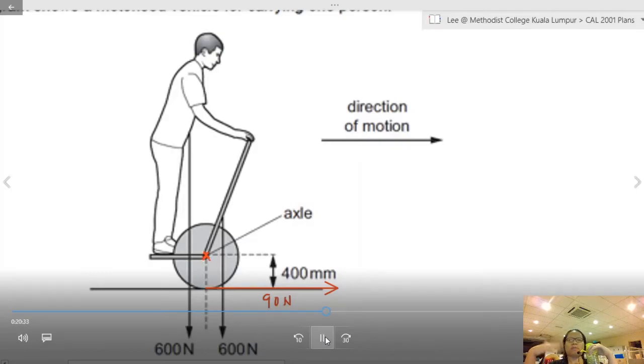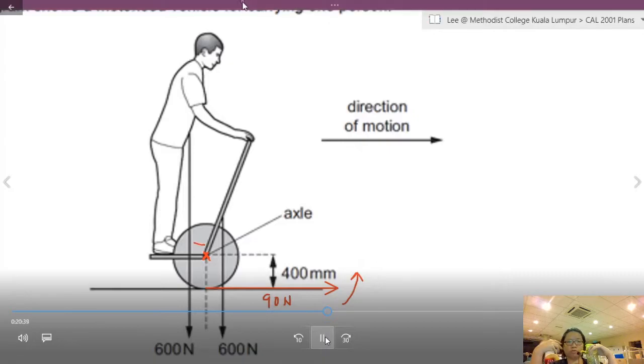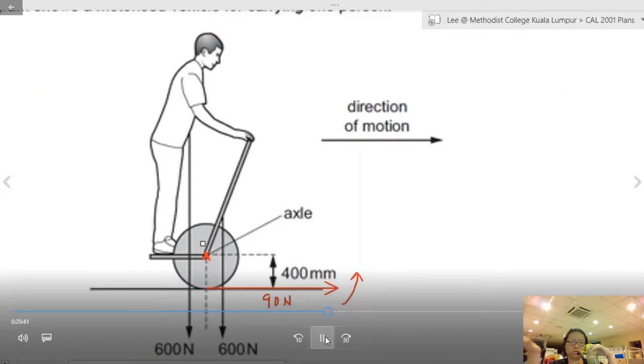You push the treadmill backwards, the treadmill pushes you forward, kind of. When you walk on the floor, you push the floor backwards, the floor pushes you forward. Okay, anyway, enough rambling. Now we are going to take the axle as a reference point, and you want to know whether the man needs to lean forward or backward and how much he needs to lean.